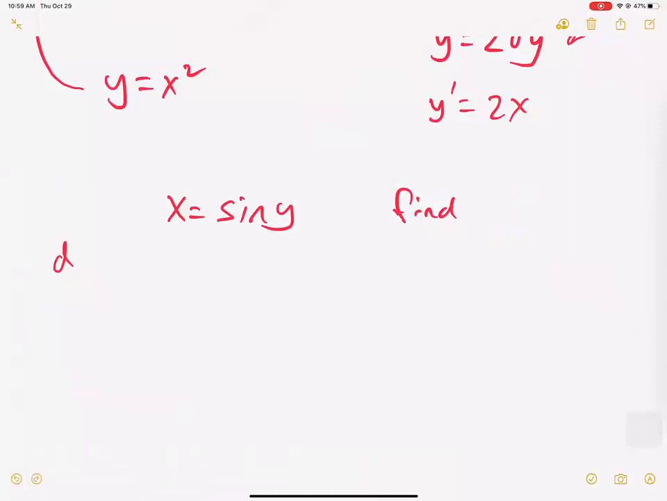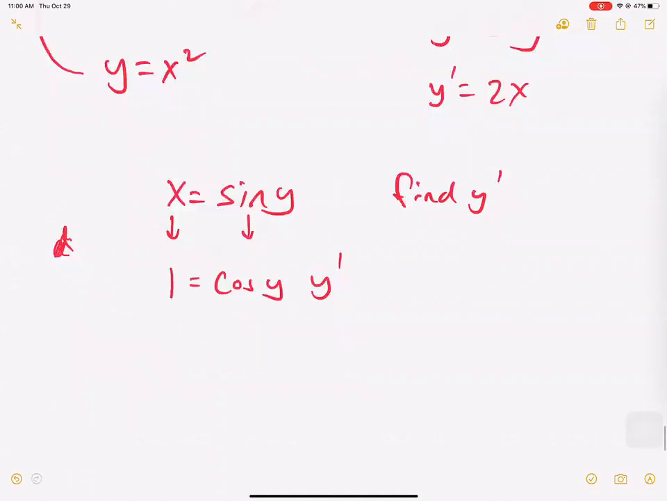Okay. So find y prime. Let's take the derivative. The derivative of x is just 1. The derivative of sine y is cosine of y times y prime. All right, let's go with that. And then let's go ahead and solve for y prime. y prime is equal to 1 over cosine y. Nothing wrong with this.